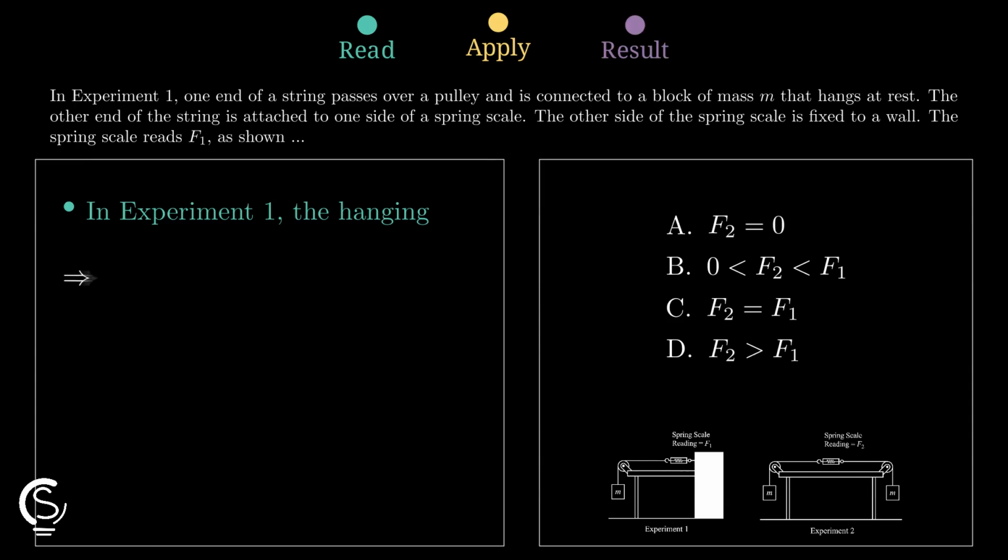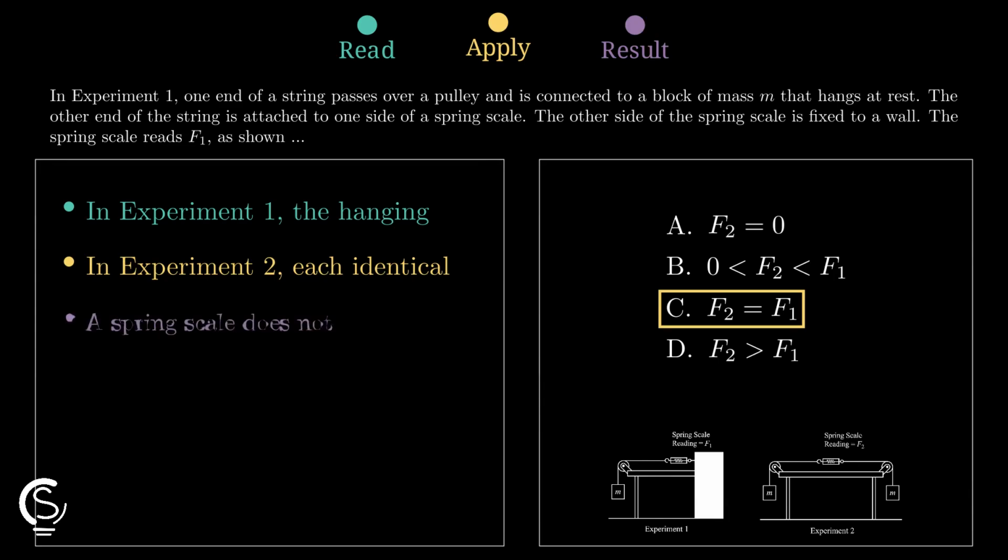A spring scale measures the tension pulling on it. Since the tension is still mg, the reading remains exactly the same.